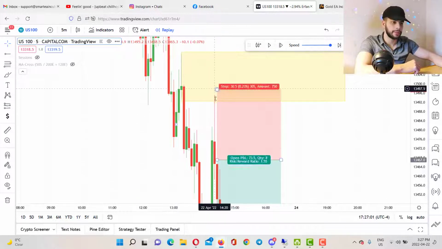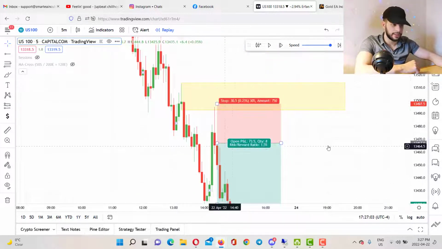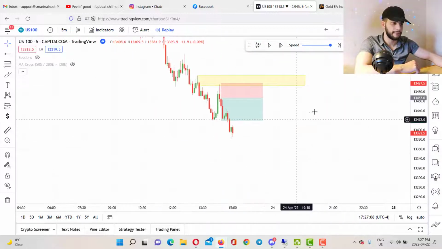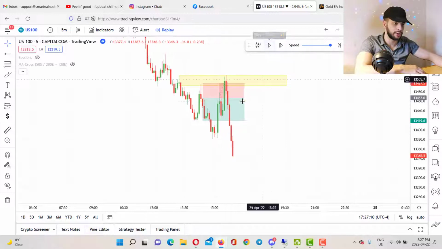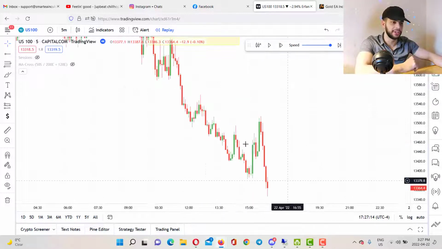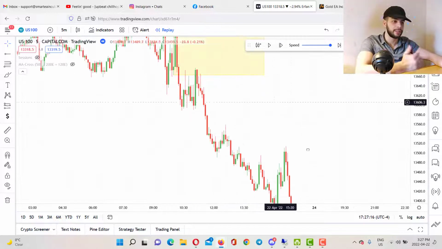This one tapped, got rejected. We take our sell position, we close it here, we put our stop loss right here. That's it, guys. That's how we trade it very beautifully. Nothing is really hard in this strategy, and this is what happened for NAS100.